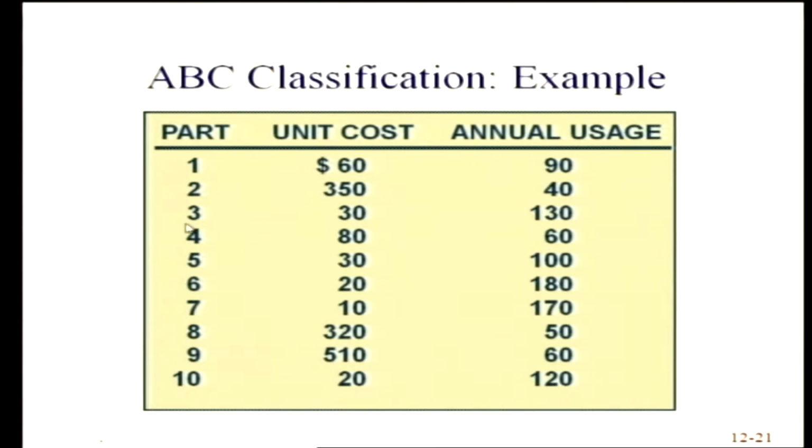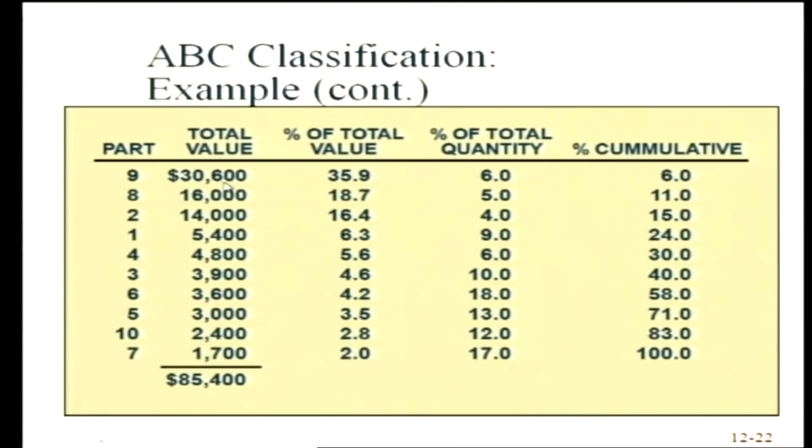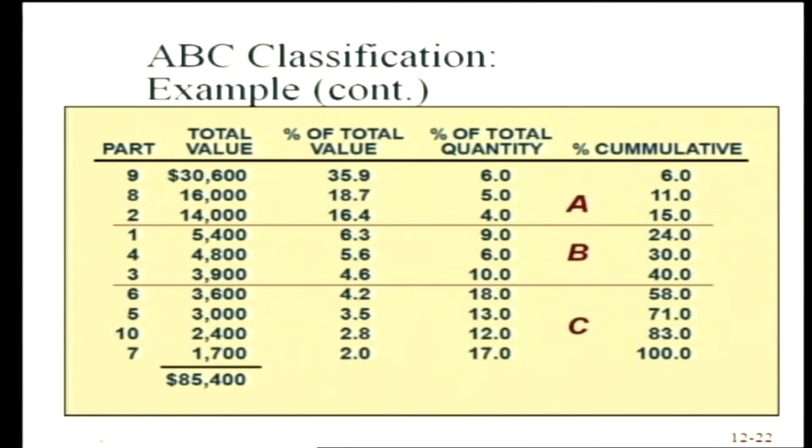Now we get 10 different parts from the company. The unit costs of these are like this, just like $60, $350. Annual usage is also given: 50 units, 40 units, 130 units. Now what we have done is put the total value in decreasing order, so that the highest is at the top and the lowest at the bottom. On the basis of the total value, we have kept the items accordingly, and we also have a cumulative figure. Now we have divided them into 3 classes, A class, B class and C class.